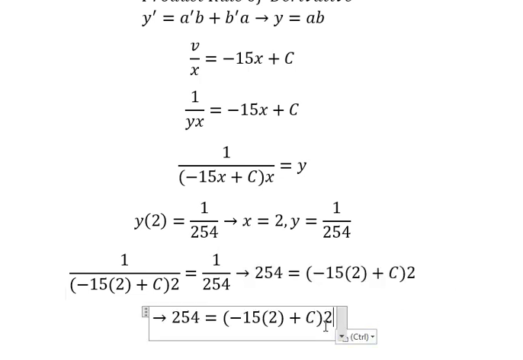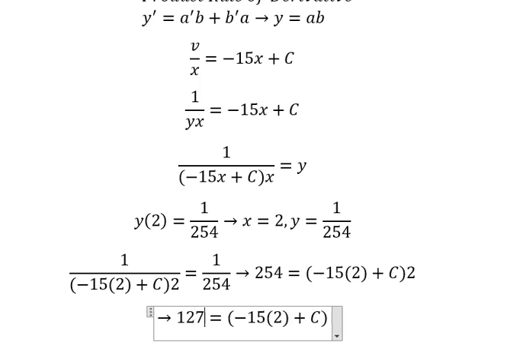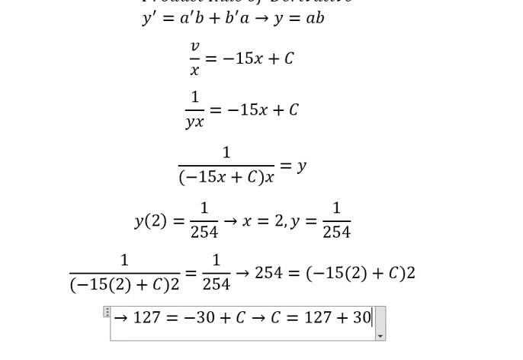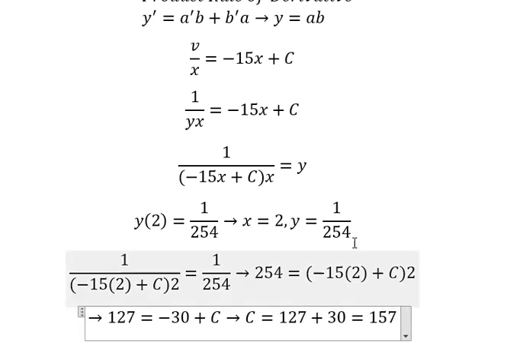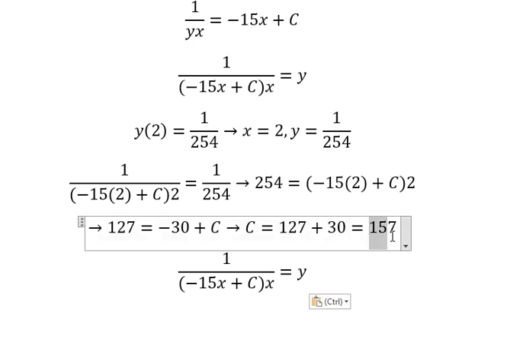So we divide by 2 for both sides. This one we have negative 30. And we have the value of c. So I will put this one go to the left. So I will put this one go on here.